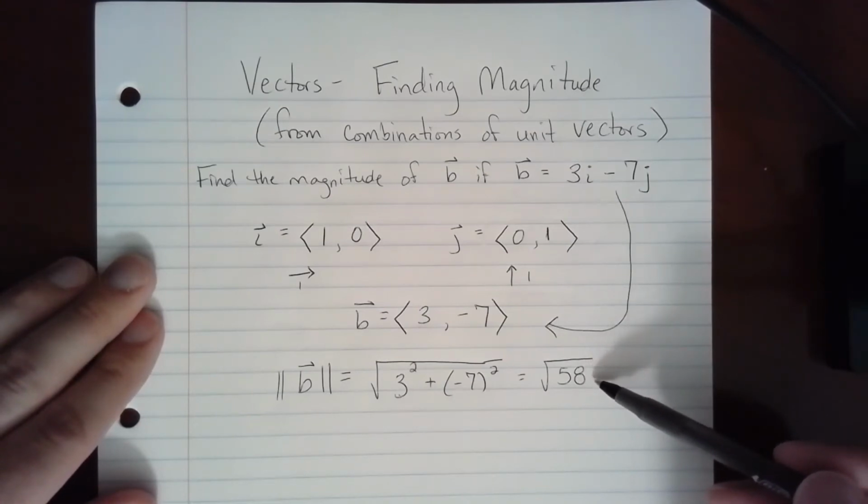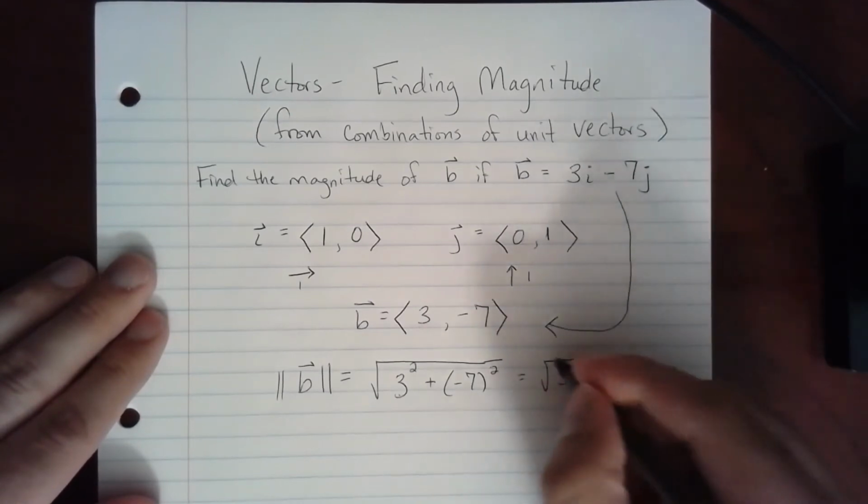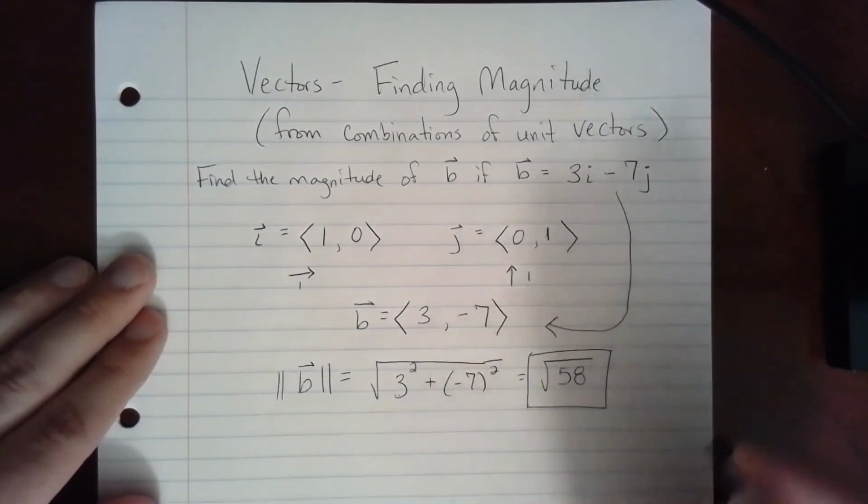But I would notice here that this is 2 times 29 inside the radical. It's 2 times 29, and both of those are prime. So this looks like we would stop at the square root of 58.